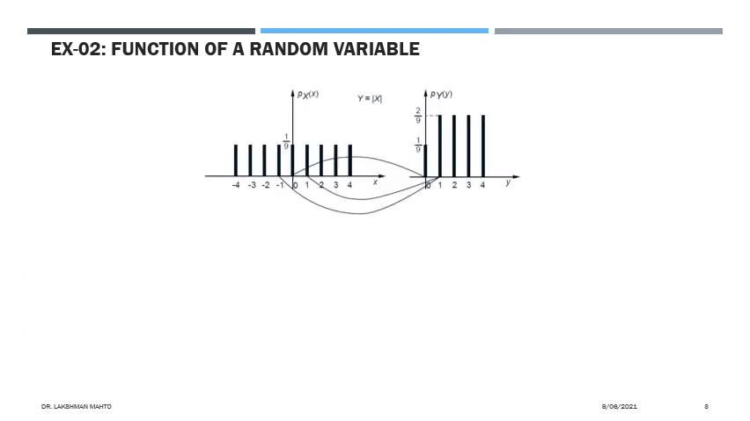I will take another example, and with the plot you can see for the last example. This is the plot of random variable x, and this is the plot for random variable y equal to mod x.